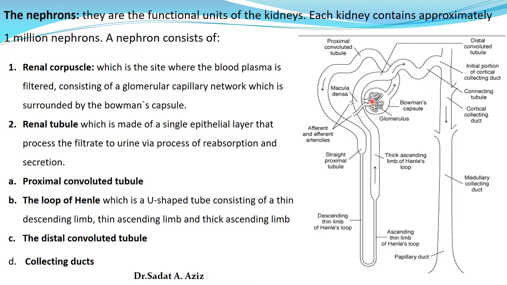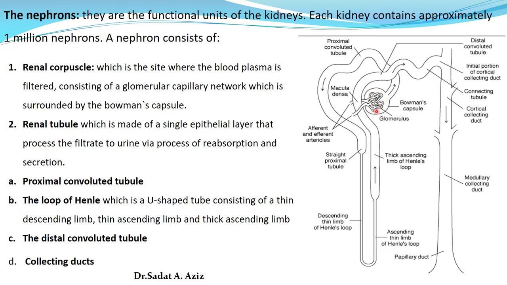So the process of plasma or blood filtration happens in this part of the kidney. So it's a site where the process of filtration can happen, consisting of the glomerular capillary network. This is a glomerular capillary network, which is surrounded by the Bowman's capsule.